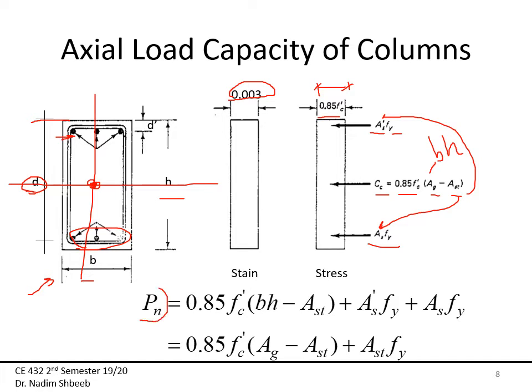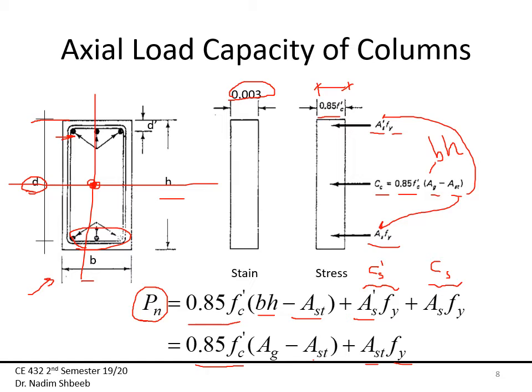Okay, then my nominal axial force is going to be 0.85 f'c times the gross area, which is bh, minus the total area of steel, plus the area of steel, and I sometimes call that C'S, and I call that sometimes CS, which is compression in steel, and this is compression in prime steel. So this is As Fy. Then the nominal force is going to be simply 0.85 f'c times the gross area minus the area of steel, plus the total area of steel times the yield strength.